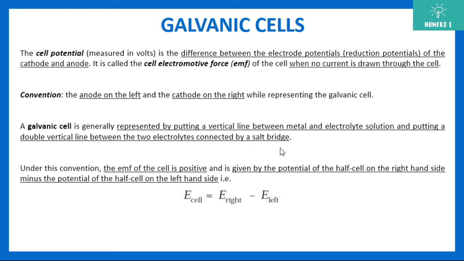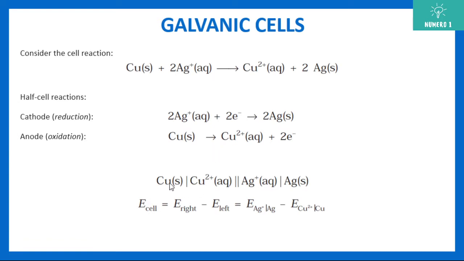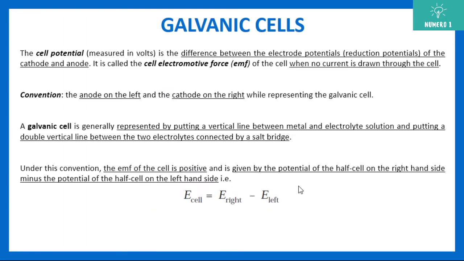Okay, just to show you the example, you can see this here is the example. So copper solid and its electrolyte is Cu2+ aqueous, double vertical line, that is your salt bridge. Ag+ aqueous, again single vertical line, Ag solid. So this is the solution, this is the electrode. Okay. Now, under this, the EMF of the cell is positive.